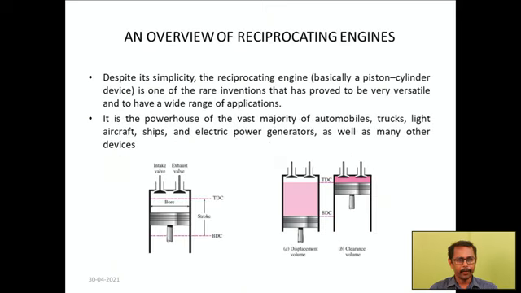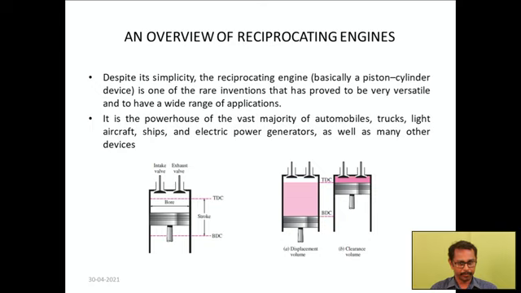And here we are going to see an overview of reciprocating engines. Despite its simplicity, the reciprocating engine, basically a piston cylinder arrangement, is one of the rare inventions that has proved to be very versatile and to have a wide range of applications. It is the powerhouse of the vast majority of automobiles, trucks, light aircraft, ships, and electric power generation, as well as many other devices.